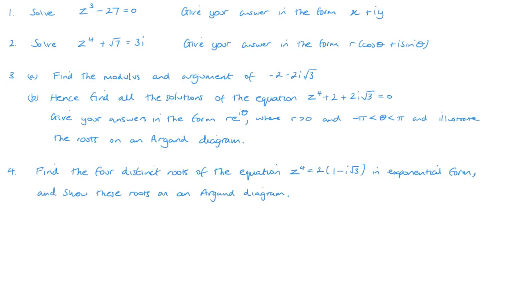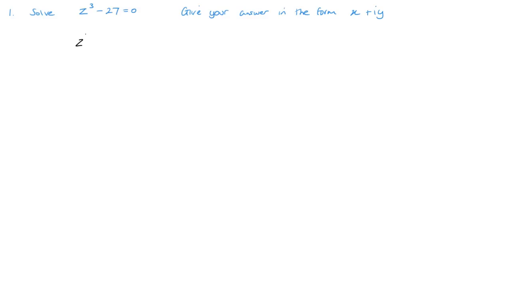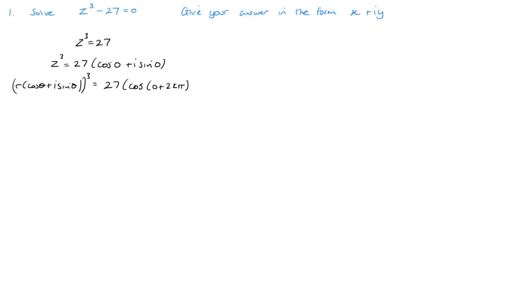Welcome back. Now let's have a look at the solutions. So first let's write this as z cubed equals 27. Now I'm going to put it in the form of cos theta plus i sine theta, so that's cos 0 plus i sine 0, because we want the real part and we don't want the imaginary part. Now let's write z as r cos theta plus i sine theta, and then put that to the power 3, and 27 cos 0 plus 2k pi plus i sine 0 plus 2k pi.